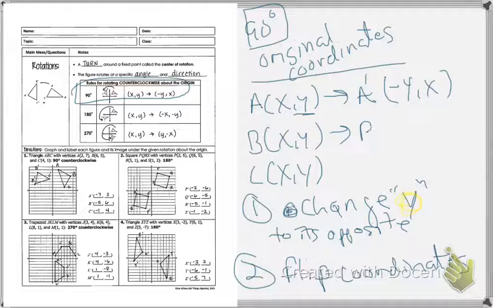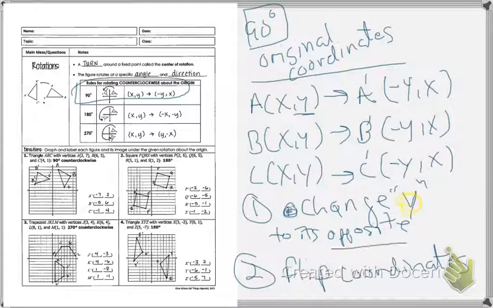That's going to be the same for B, and that's going to be the same for C. So you change the y to its opposite, then flip the coordinates. And I have to say opposite because your y could end up being a negative. So what's the opposite of a negative? It's a positive. So you just have to keep that in mind.